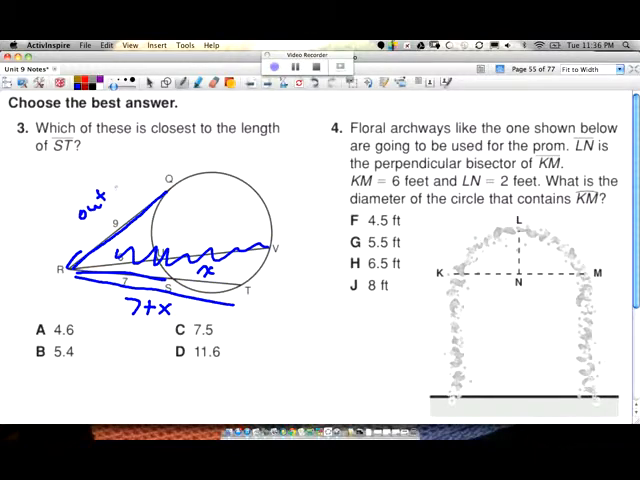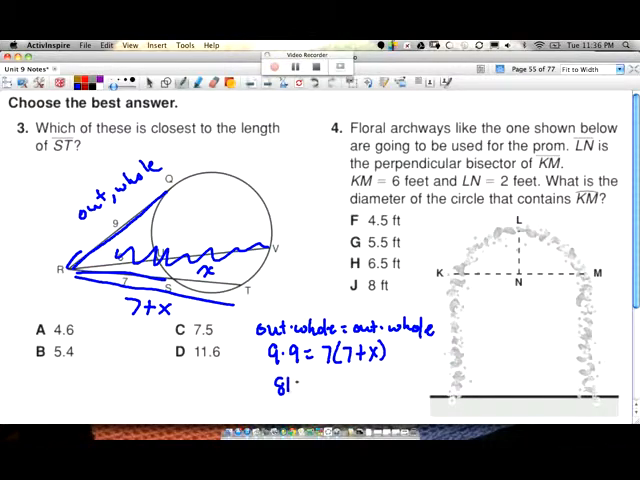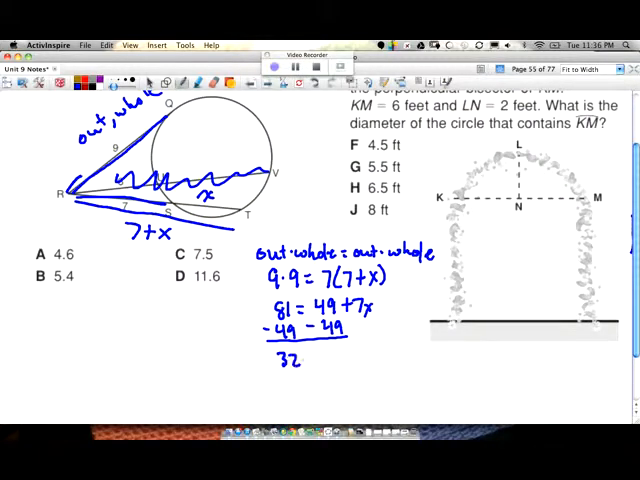So what I would set up, this is the outside and the whole. So again, if I'm doing outside times the whole equals outside times the whole, that's going to give me 9 times 9 equals 7 times 7 plus x. Well, let's see what we would get. This is 81 equals 49 plus 7x. If we subtract 49 from each side, that's like 82 minus 50, so 32 equals 7x. So we're looking at about 4.5 or so.